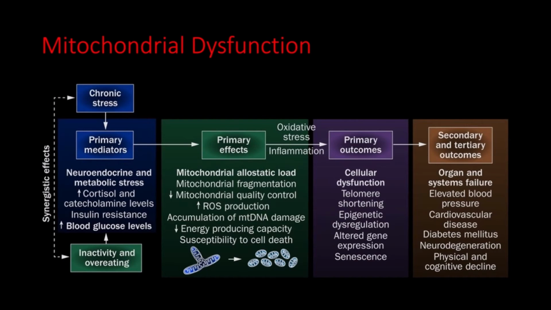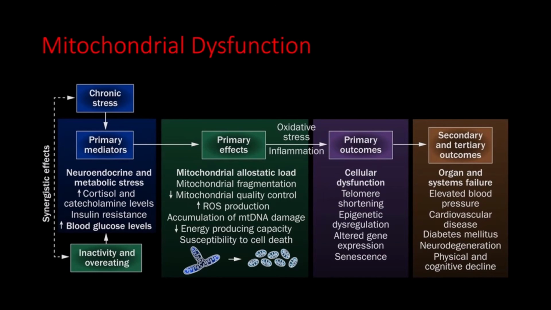So how does mitochondrial dysfunction occur? It can occur from a variety of things, but the primary ways that this occurs are either through chronic stress or inactivity and overeating. So chronic stress creates these reactive oxygen species because it raises your cortisol and catecholamine levels, which are your stress hormones, so fight or flight.